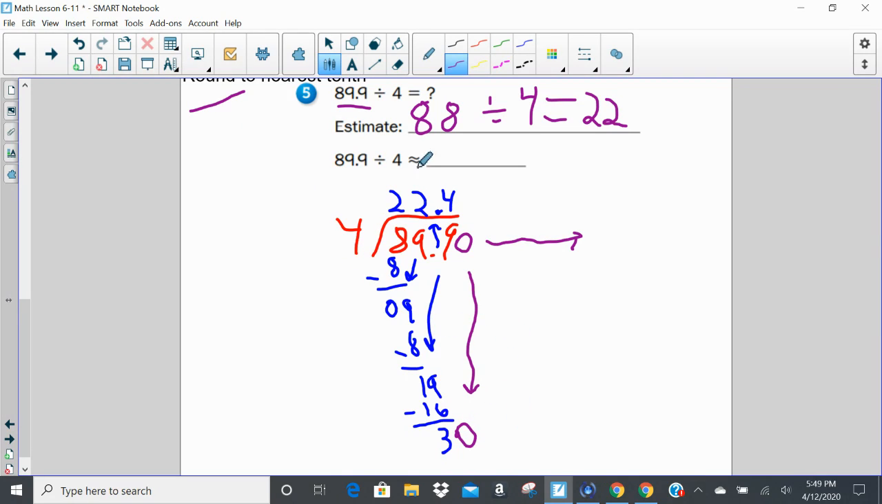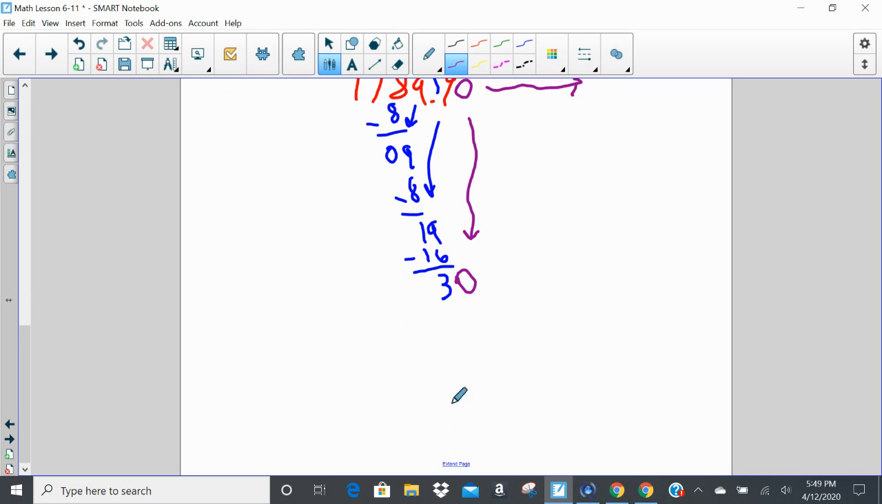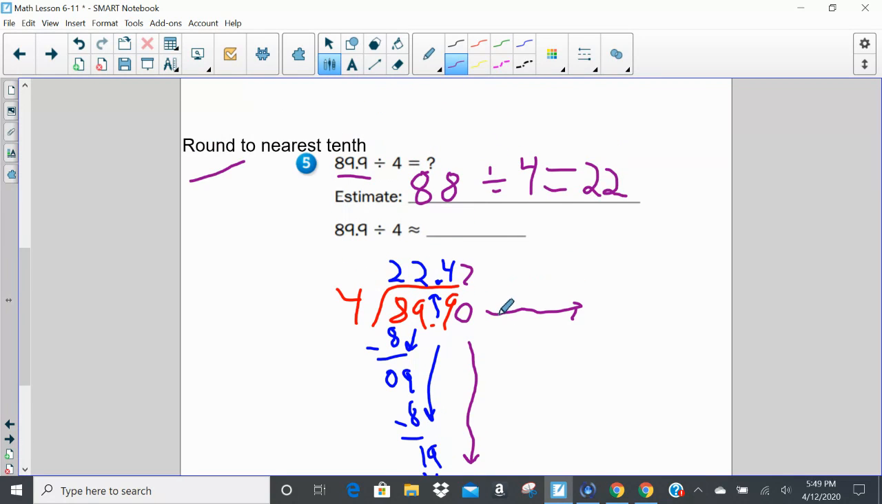How many 4s go into 30? Let's think here. 4 times 8 is 32, so 1 less, 7. 7 times 4 equals 28. Subtract, and you get 2. But we would have to continue on, and actually it's one more 0 that I bring down, but I don't have to do that. So I can stop right here.